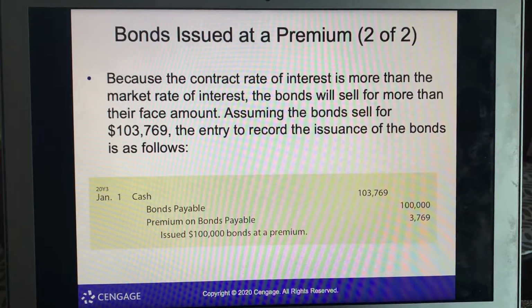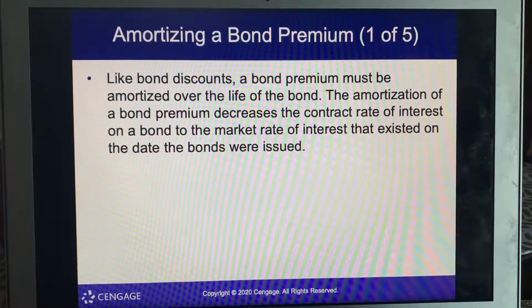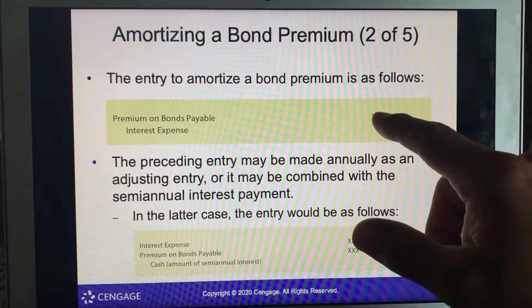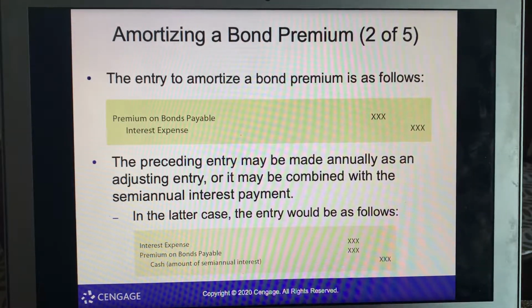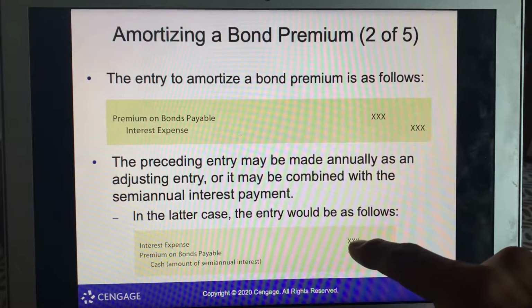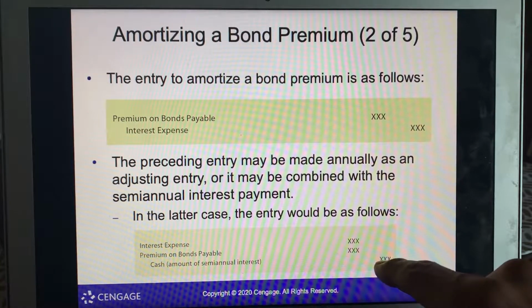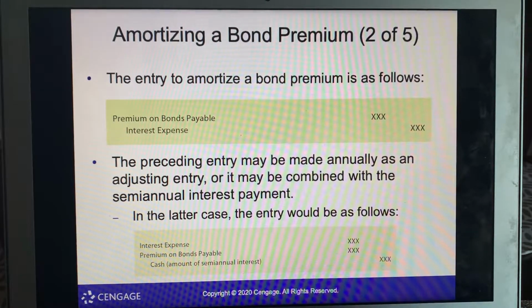$3,769 over the 100,000. So like bond discount, a bond premium must be amortized over the life of the bond. The amortization of a bond premium decreases the contract rate of interest on a bond to the market rate of interest that existed on the dates the bonds were issued. So here's the entries. Premium on bonds payable, we would debit it, and then interest expense would be credited. And then interest expense down here, debited. Premium on bond payable will be debited, and then cash will be credited.